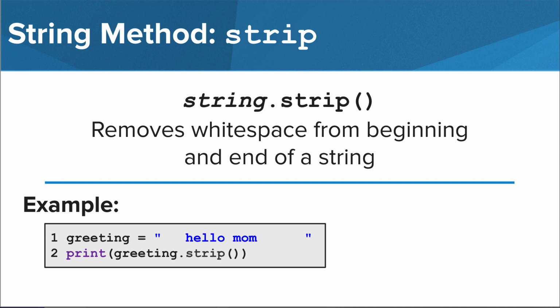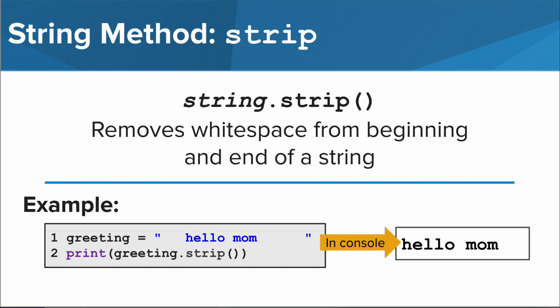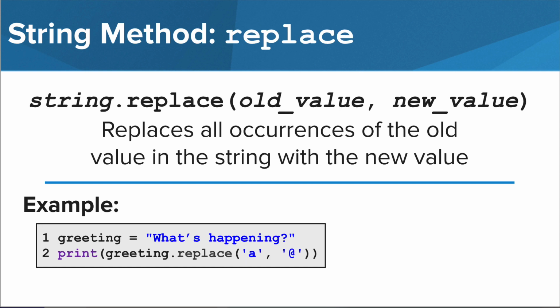If we have this variable greeting with the string "hello mom" written with extra space at the start and end of the string, and we call the strip method on it and print the result, we will see that the string will be printed with the letter H at the start and the letter M at the end. The space in between the words is still present, but the spaces that came before and after the letters are removed.